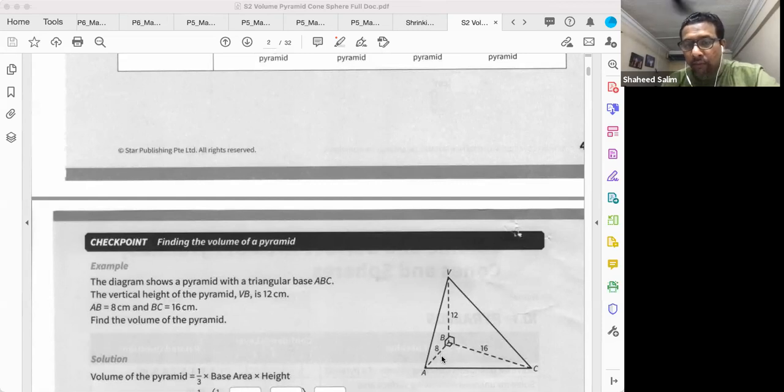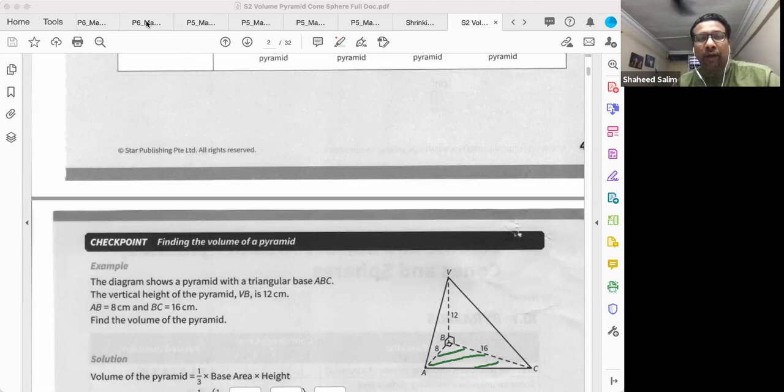Okay, down here. You find the area of this triangle first. You know how to find the area of a triangle? Of course you know. Half times base times height. The base of the triangle is here, right? Or here, up to you. Find the area of the triangle. Then after that, you times by the height, then divide by 3. Remember, there's confusion. Never mind. You do it step by step.